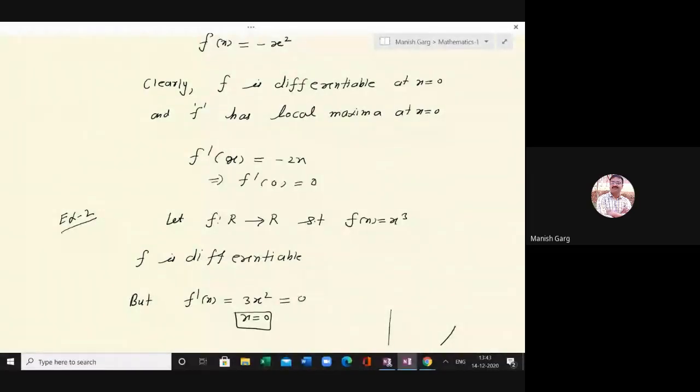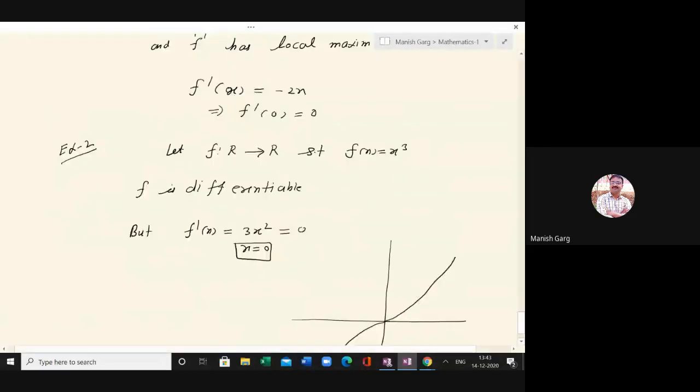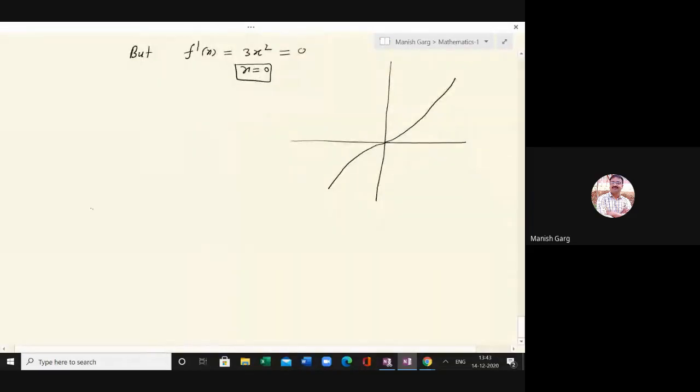Wait. Actually, why I gave this example, minus x square, you can geometrically observe that this has a local maximum at 0. I am showing the necessary condition. Now you are asking, sir, if the function is complex, what do we do? Is it clear? Now your question is, if the function is not so easy, what do we do? There is another condition known as the sufficient condition.